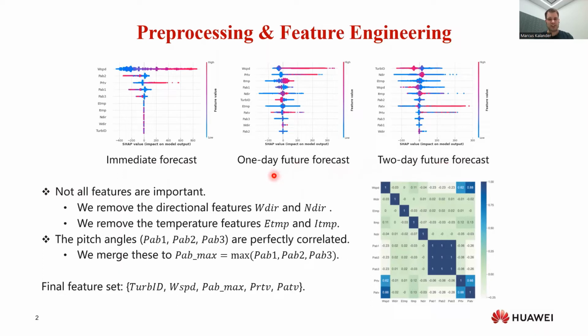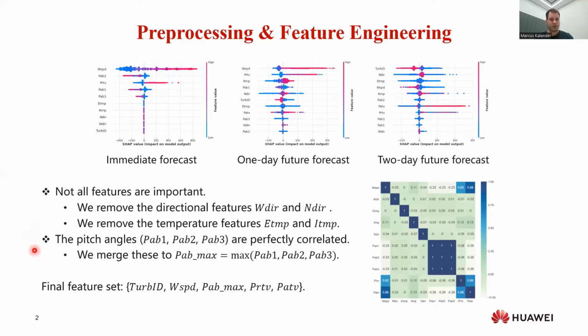And the key observation here is that the importance of the features changes depending on the forecast horizon. For example, the wind speed is the most critical feature for immediate forecast, while for long-term forecast, the turbine ID is the most important one. The ID here can be seen as a proxy for the turbine location and the turbine-specific characteristics. We can also observe that not all features are needed, and we thus remove both the directional features, so wind direction and nacelle direction, as well as the inside and outside temperature features.